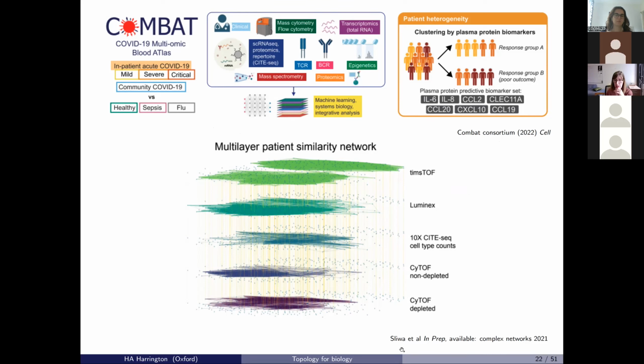And we've built on this work with a PhD student, Piotr Sliwa, and this is work in prep that he's presenting at Complex Networks. And the idea here is that you can have the proteomics or the cell type abundances and gene expression, single cell gene expression, and create a network where you have different layers, which is not necessarily the layers you're thinking of in machine learning, but these are different layers where each layer represents one of the modalities that we have. And each point here is a sample, so it's a patient sample.